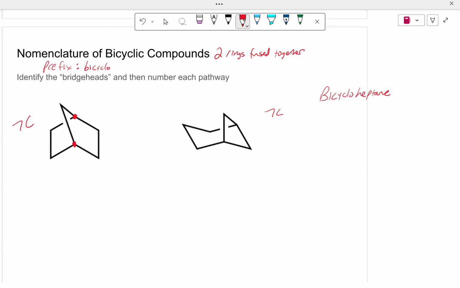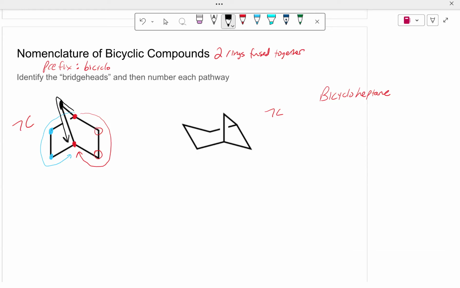And what we're going to do is go in each direction and count how many carbons it takes to get from one bridgehead to the next. So I'm going to go from this bridgehead this way to this one, and notice I hit 1, 2 carbons. Now I'm going to do the same thing for the other one. I'm going to go this way, and in this direction I hit 1, 2 carbons. And then finally, I'm going to go this way, and I hit 1 carbon, that one kind of sticking out right there.